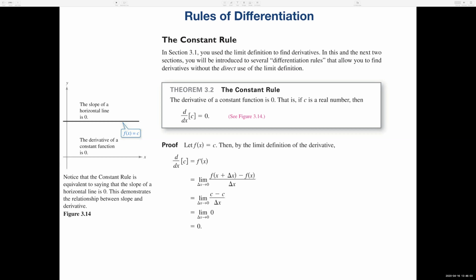Okay, and how can you show that? You can show that using a proof, right? You can prove it using the limit definition of the derivative. So you plug the constant function into the limit definition. The limit as delta x goes to 0 of f of x plus delta x minus f of x, divided by delta x. So that's the definition of the derivative. And then you can evaluate this limit, and the result is going to be just 0. So the derivative of a constant is 0.